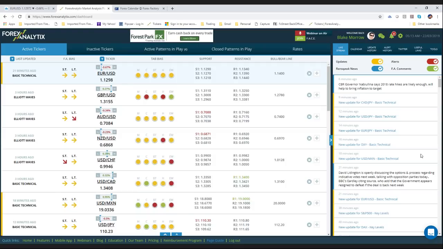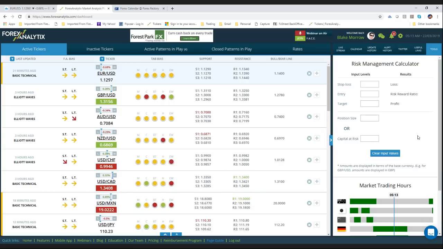I'm going to tell you guys something. I want to share with you a tool that I use on ForexAnalytix quite a bit, and I found myself using it quite a bit as of late. This is a very helpful tool. Let me just show you what I do here. So I'm short aggressively the New Zealand yen. Let me plug in some numbers for you.